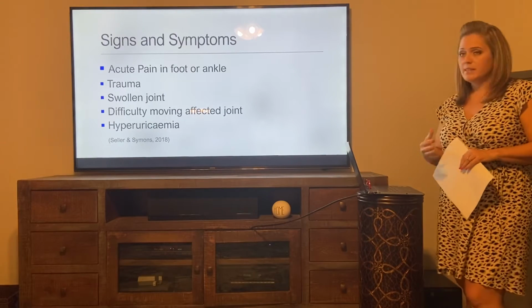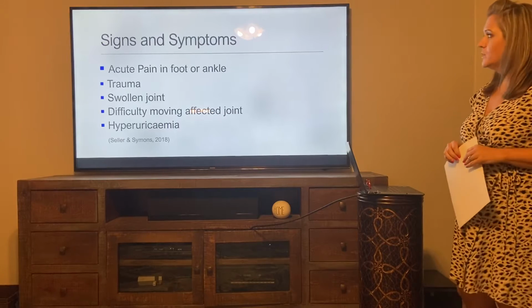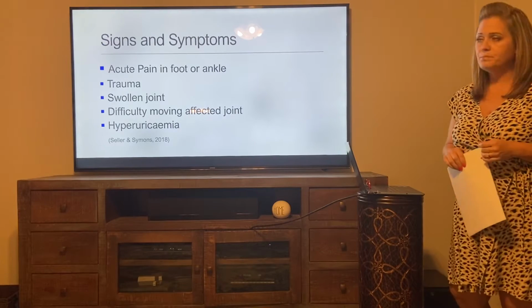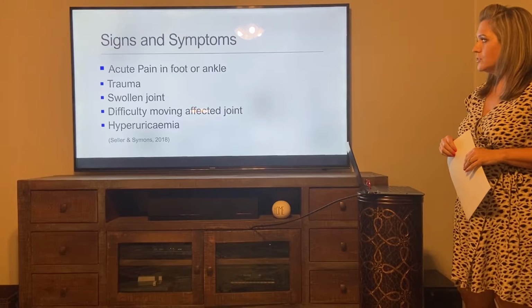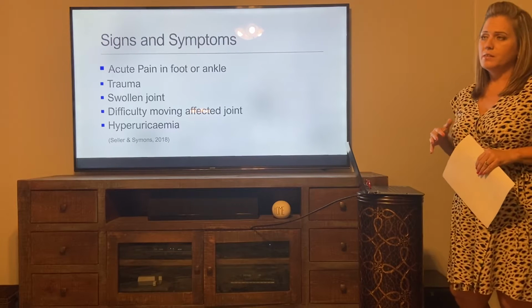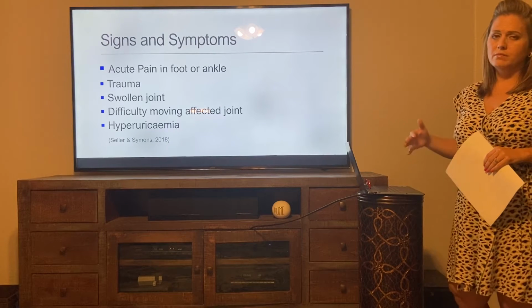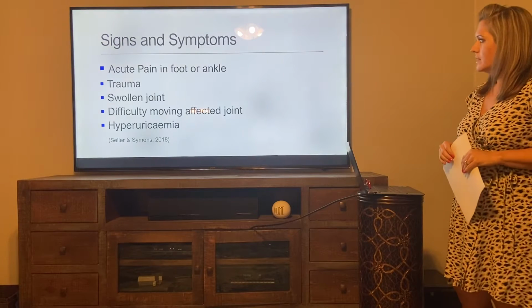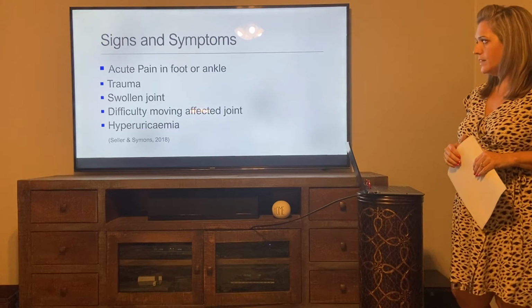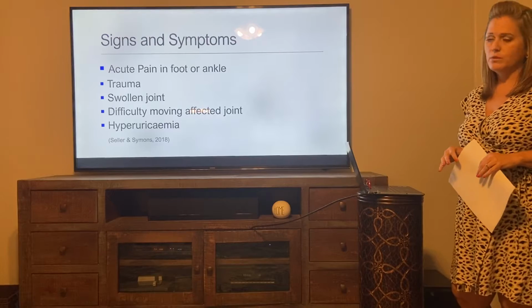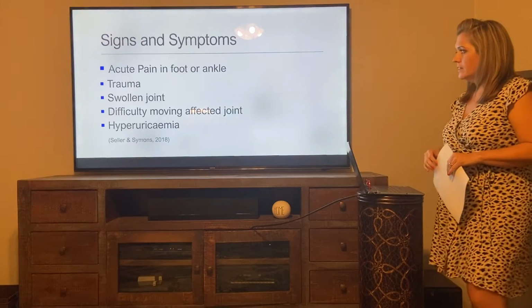Which brings us to signs and symptoms of the disease, which are acute pain in the foot or ankle, trauma, which could be from an injury, and it could start a flare-up. You would most likely have swelling in the joint and then difficulty moving that joint, and then elevated levels of uric acid.